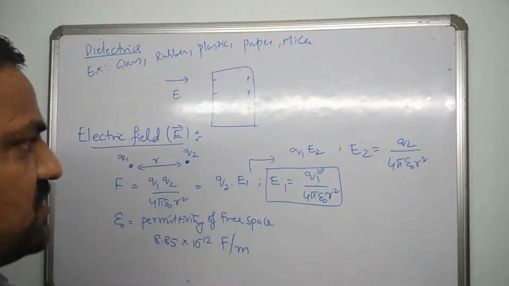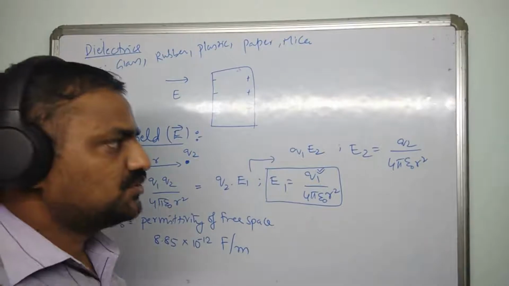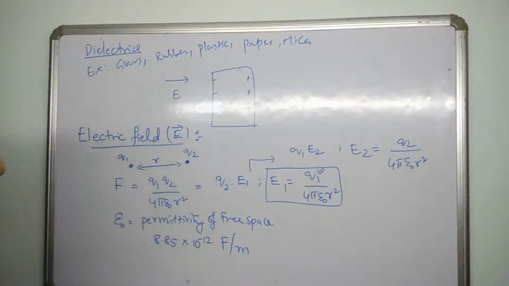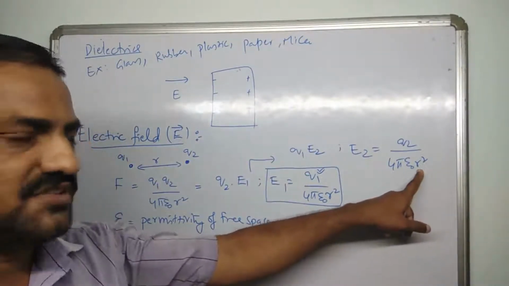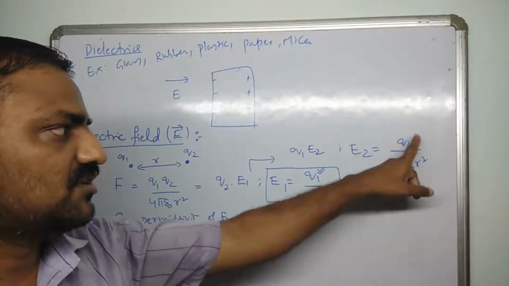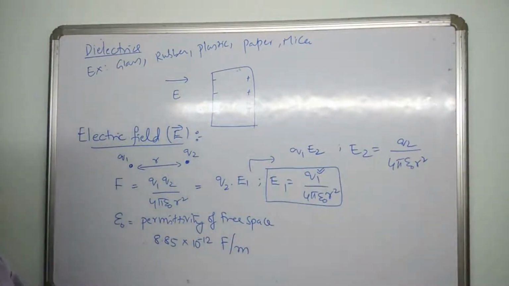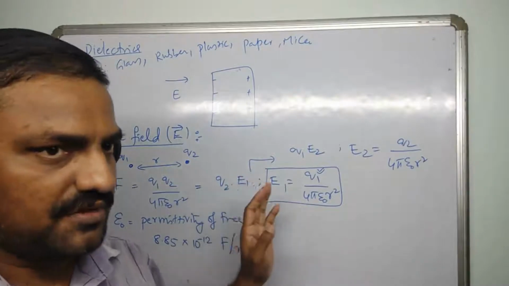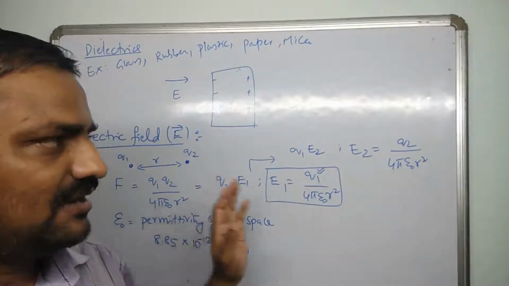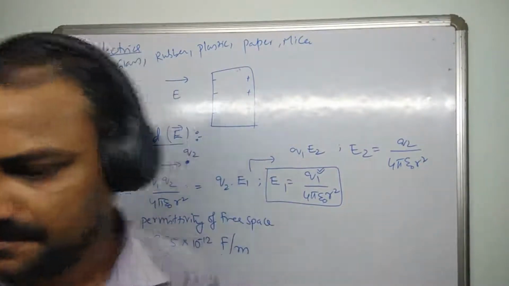So if you have a point charge Q, then due to that Q, the electric field at a distance r units away from this charge is given by E is equal to Q by 4 pi epsilon 0 r square. Okay, if you want, you can copy by pausing the video. I'll proceed further. I'll erase this.